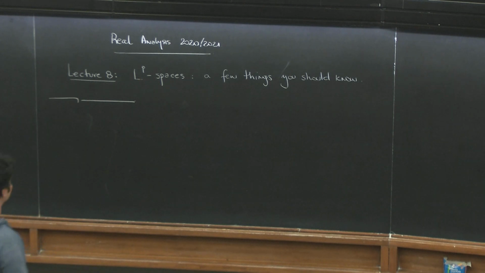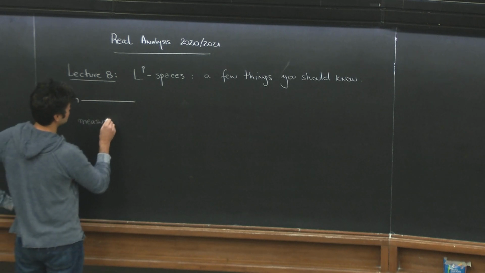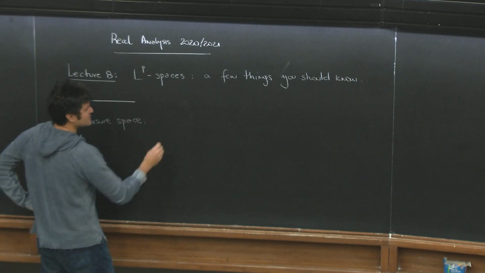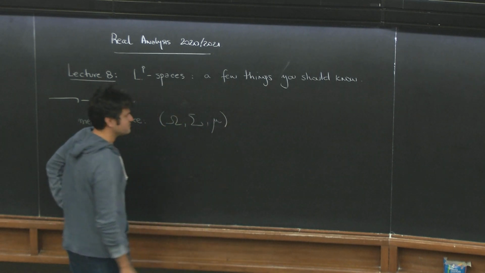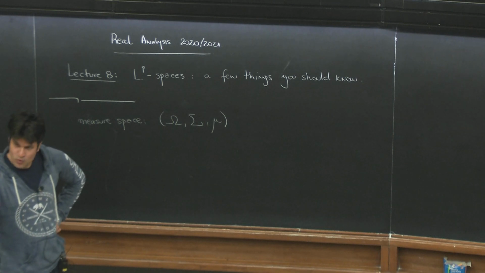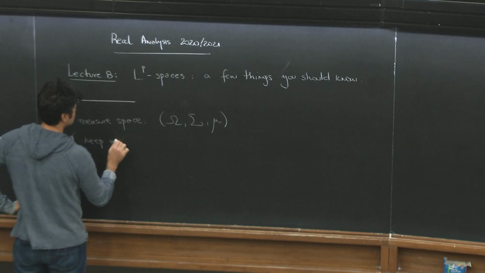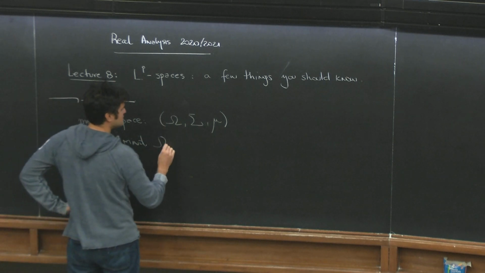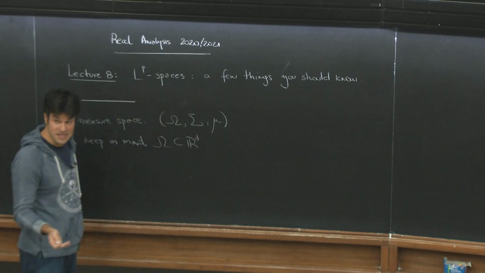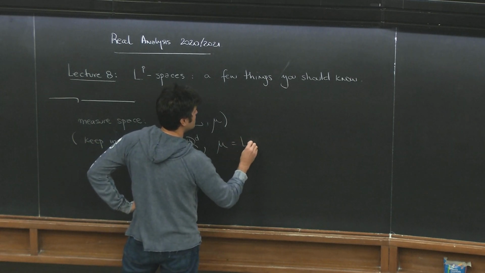Okay, let's start counting. 1 hour and a half of LP spaces. Our setup is that you start with a measure space, which is a set omega, a sigma algebra sigma, and a measure mu. Most of the examples I have in mind are when my omega is a certain subdomain of R^d. Let's focus especially on the case of subdomains of R^d and mu being the Lebesgue measure.